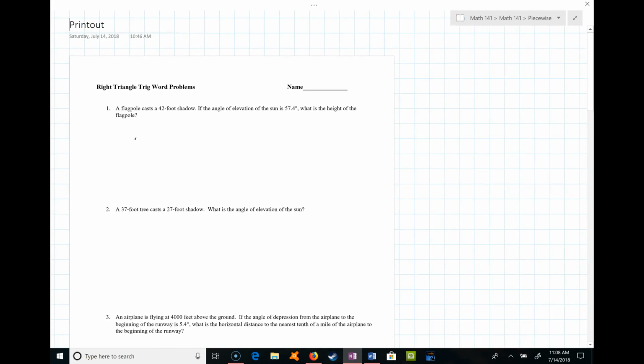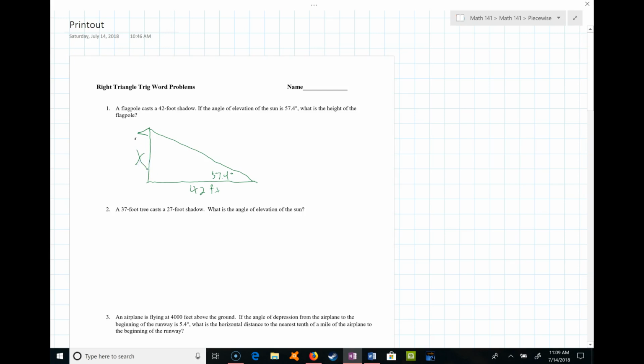So this is a flagpole that casts a 42-foot shadow. First thing I do is draw a little picture. It doesn't have to be fancy, but there's a flagpole, and a 42-foot shadow, so the shadow goes out here. That's 42 feet. The angle of elevation of the sun is 57.4 degrees, so looking from here up to the sun, that is 57.4 degrees. And they want to know the height of the flagpole. So what we're trying to find out is this.